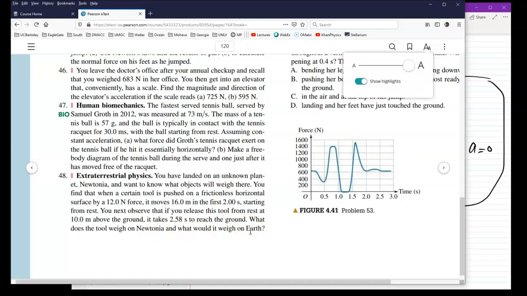Really, what he's asking for is what is G on Newtonia, and what is the mass of that tool? If you know the G value on Newtonia, you're done. The weight is mg, but you need to know the mass as well. Oh, it doesn't matter, mass doesn't change. So what's the mass of that tool, and what is the G value on Newtonia? You got it? You can pause the video and read it slowly. Make sure that you understand it. It's very important that you understand any problem before you solve it.